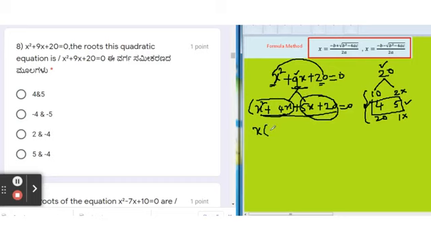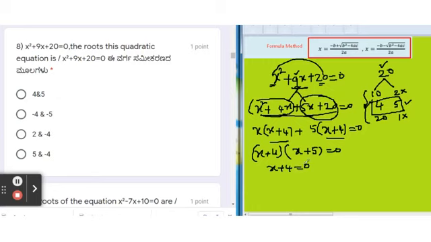If I take x common in the first two, it will be x plus 4. If I take 5 common in the second two terms, I will get x plus 4. In both cases, x plus 4 is common. So if I take x plus 4 as common, I will get x plus 5 is equal to 0. Separately, I have to equate x plus 4 with 0 and x plus 5 with 0. So x is equal to minus 4, since plus 4 moves to the other side, and x is equal to minus 5. So the correct option for this question is B, minus 4 and minus 5.